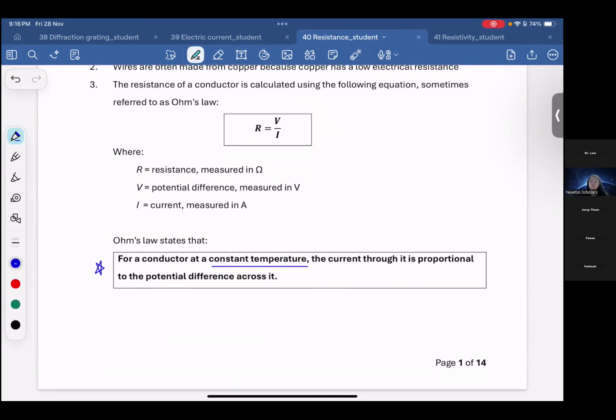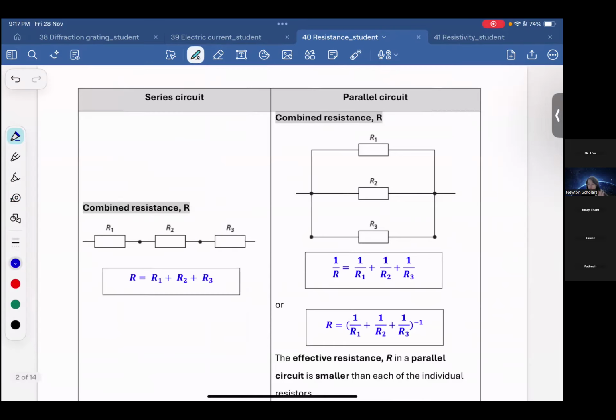If temperature is not constant, then your resistance will change. So current is proportional, meaning directly proportional. If you plot the graph of current against potential difference, it is directly proportional, like this. So this is the definition for Ohm's law. Just recall, nothing new. We already learned about this. Okay, we go to next page.